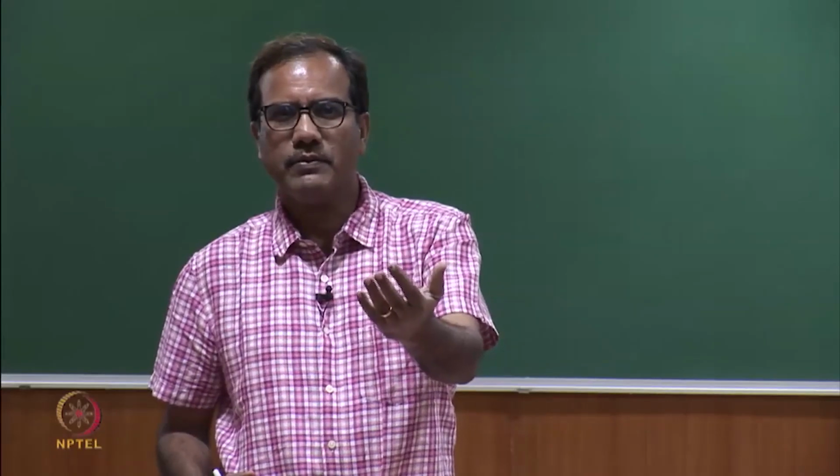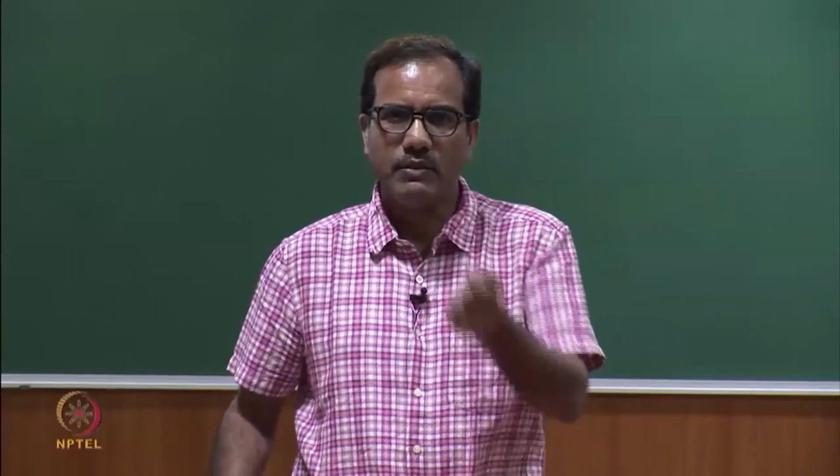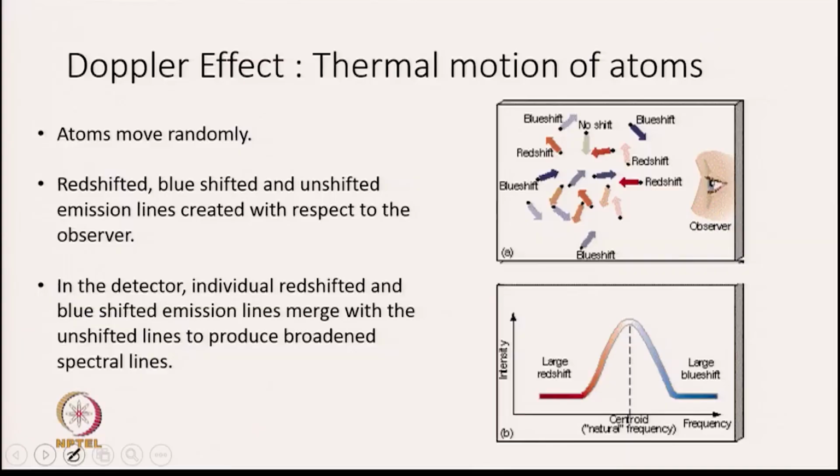This is because of Brownian motion. Something which is coming towards you is blue shifted, and the one which is going away from you is red shifted. So, this is when there is no shift.